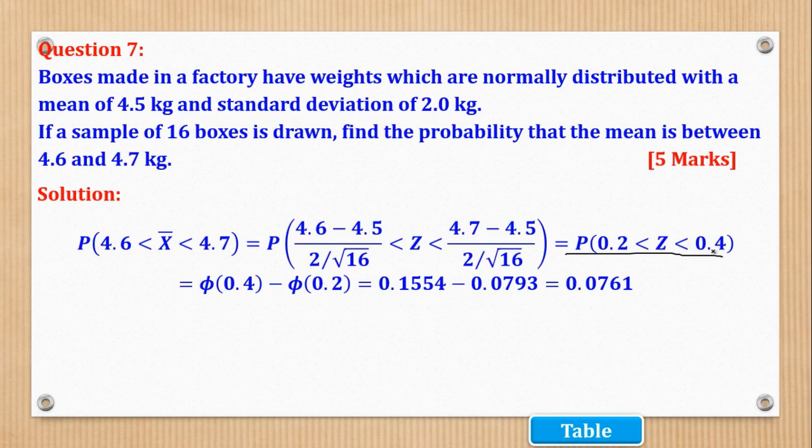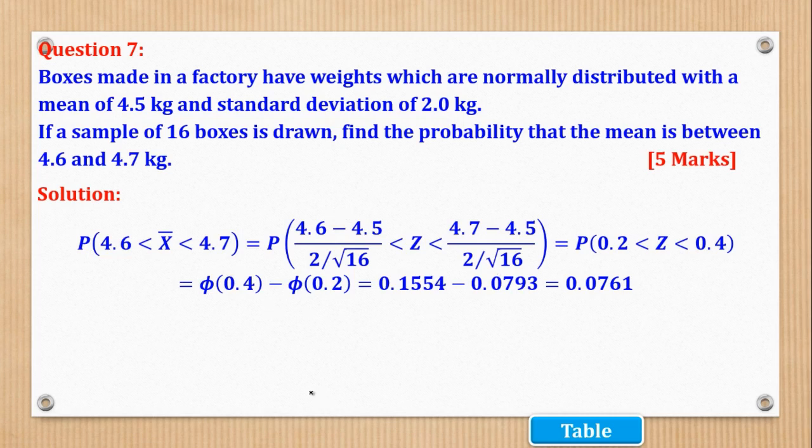Then next, we want to read it from the table, but to read it from the table we have to use phi. So now how do you know whether you should add or subtract? You look at the signs here. This is positive, positive. Similar signs, subtract. Different signs, add. But for more explanations, they are there in the video for normal distribution.